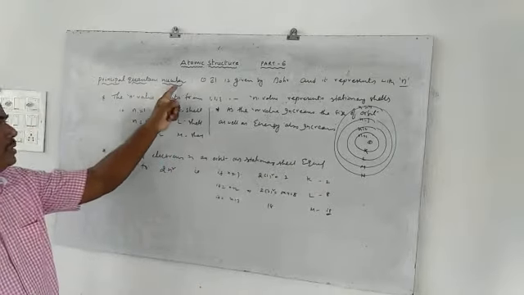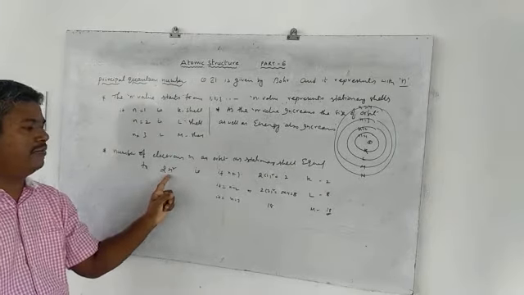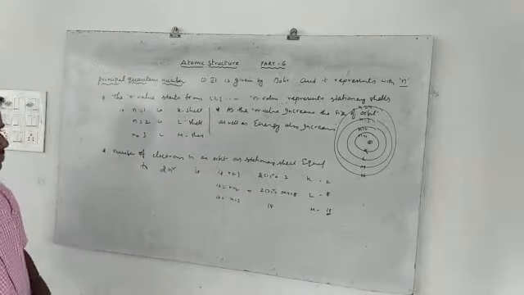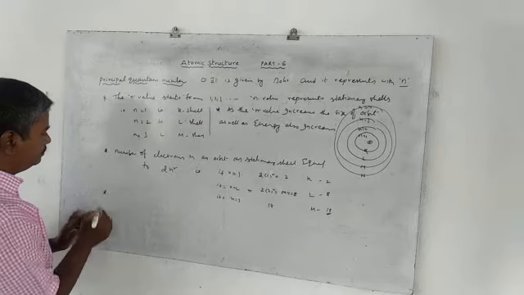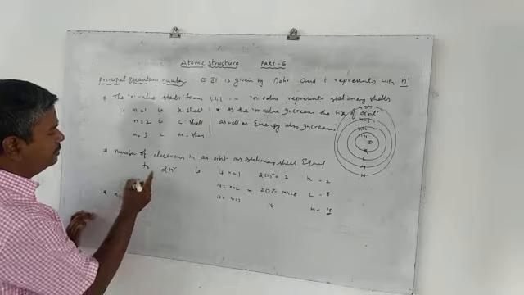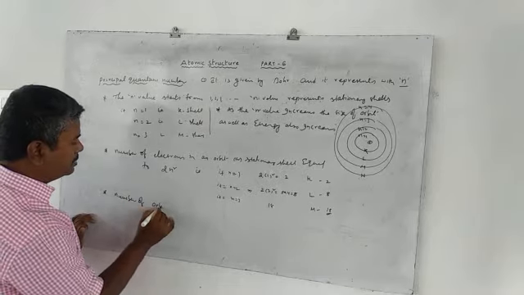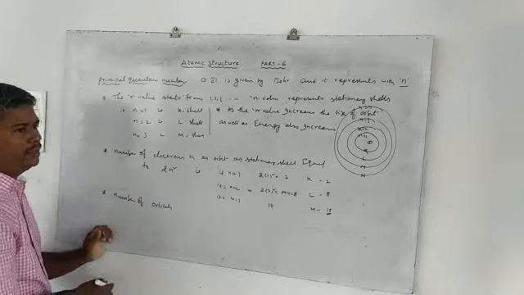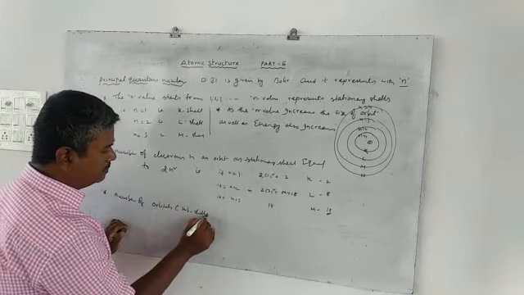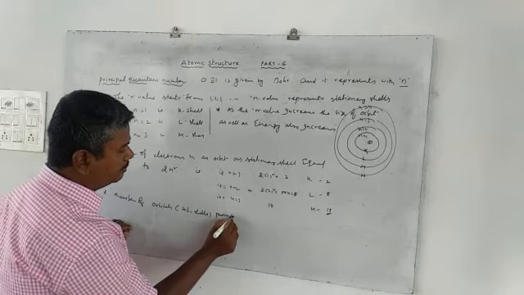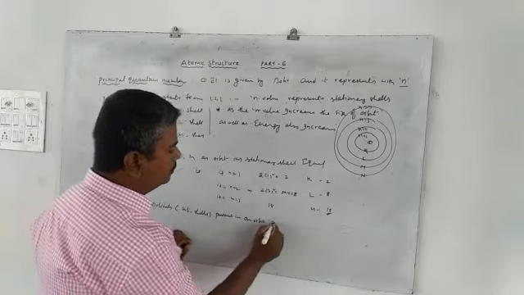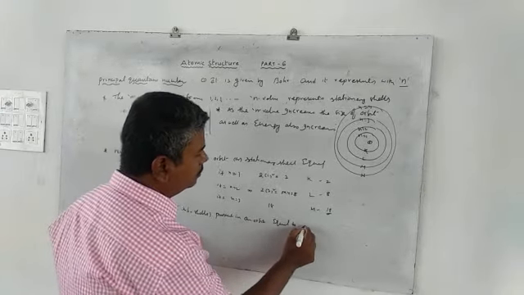So the n value, the principal quantum number, also gives information about the number of electrons present in a stationary shell or an orbit, as well as the number of orbitals or subshells present in an orbit, which is equal to n square.